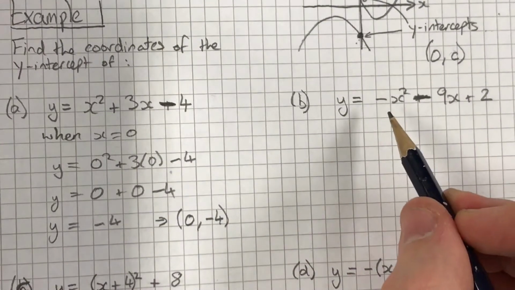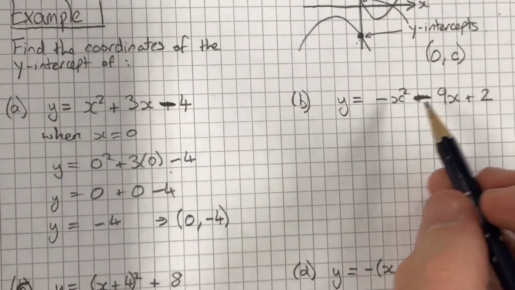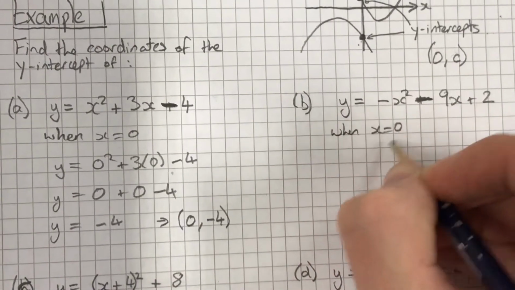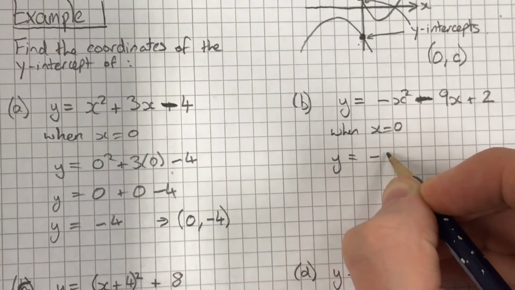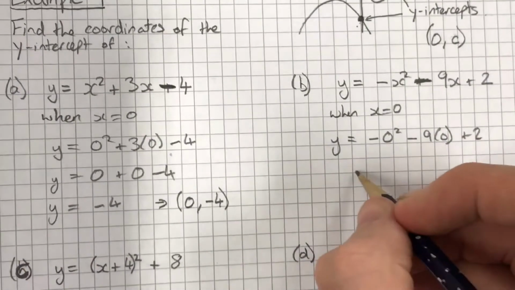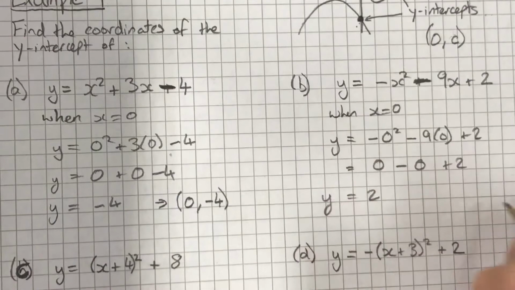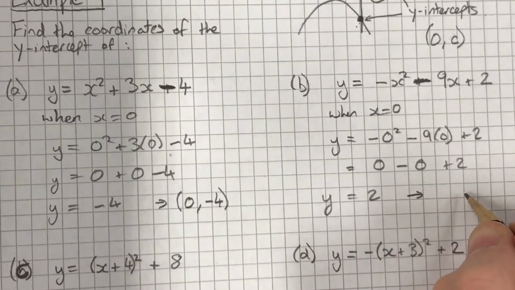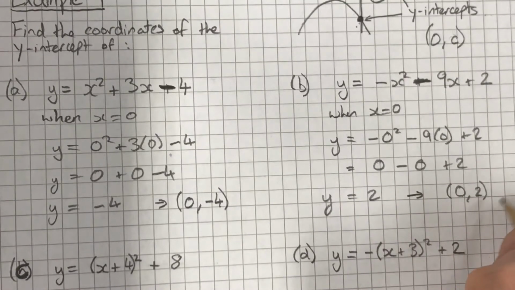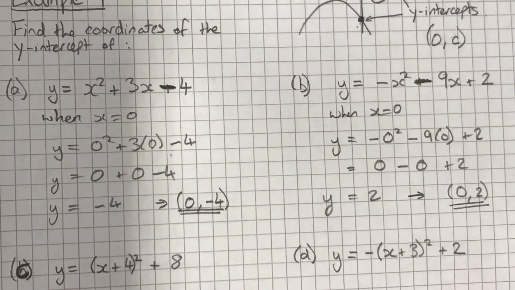In the next one, we'll do the same. We've got y equals negative x squared minus 9x plus 2. Same idea. Every time we see an x, we'll substitute in a 0. So when x equals 0, we have y equals negative 0 squared minus 9 times 0 plus 2. And again, that's 0 minus 0 plus 2. So y equals 2. That means that our coordinate for the y-intercept will be (0, 2). Make sure you put 2 lines underneath everything, just to highlight where your answer is.